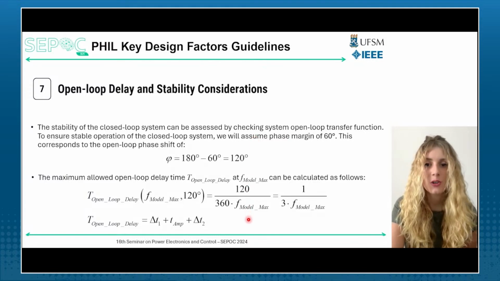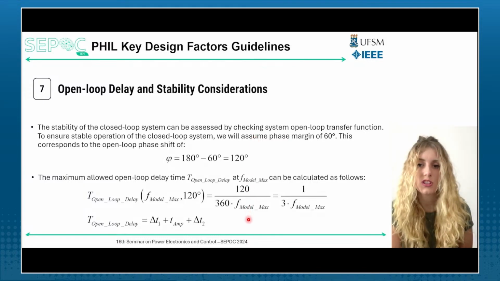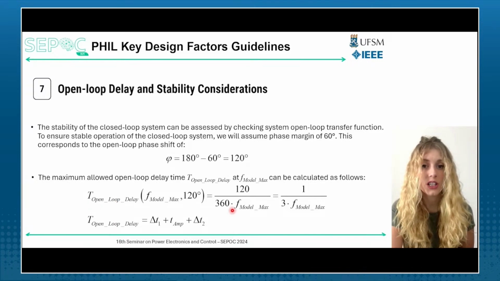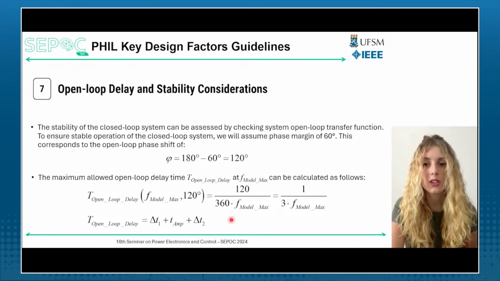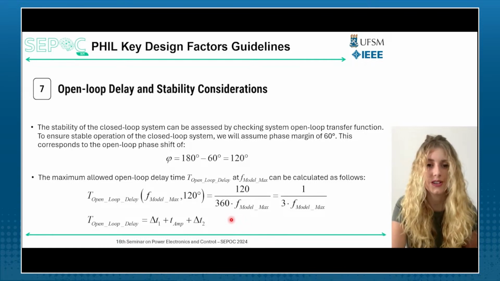And we can see that the open loop delay time consists of the delay time between the real-time simulator and the input of the amplifier, then the delay time of the amplifier itself, and the delay of the measurement system. So based on this, we can conclude what is needed to be done from the amplifiers.